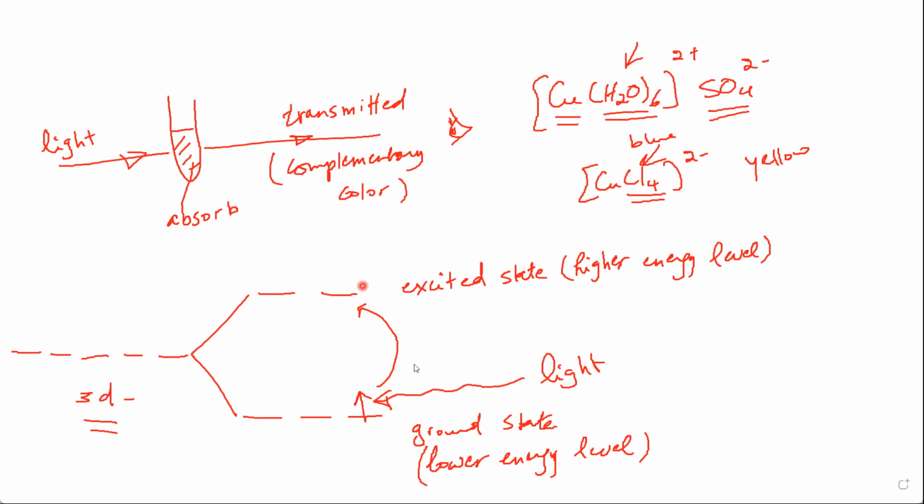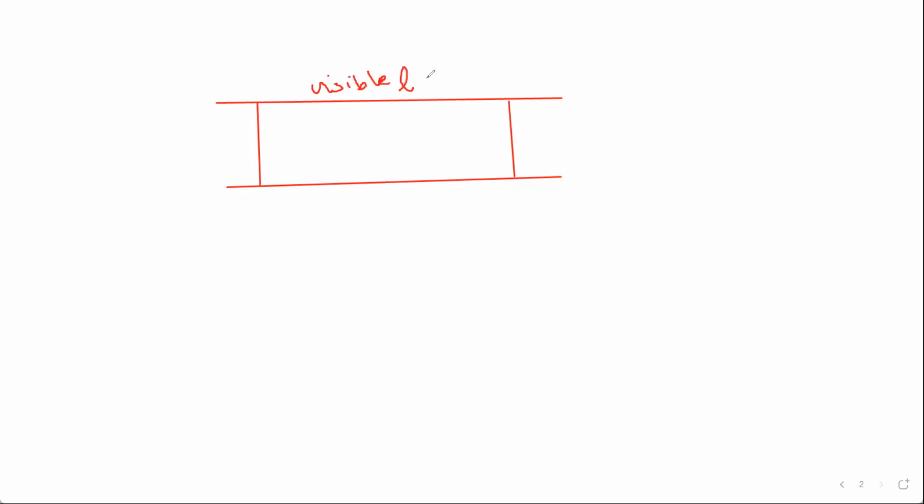So why did it absorb this frequency of light? As we know from before, in the case of visible light, we have different colors. The visible light is the region in between the infrared and the ultraviolet. This is the visible light where we can see the colors only. We cannot see colors in any other part.